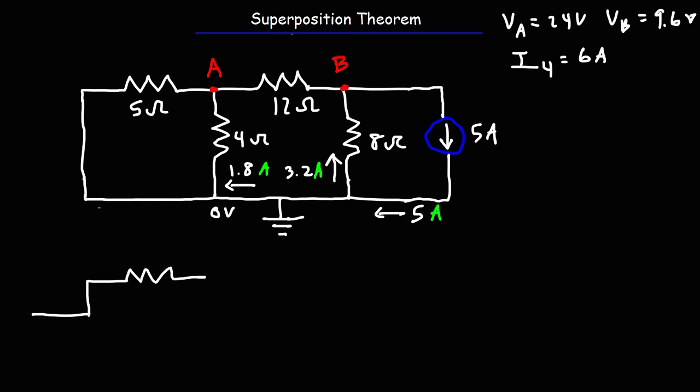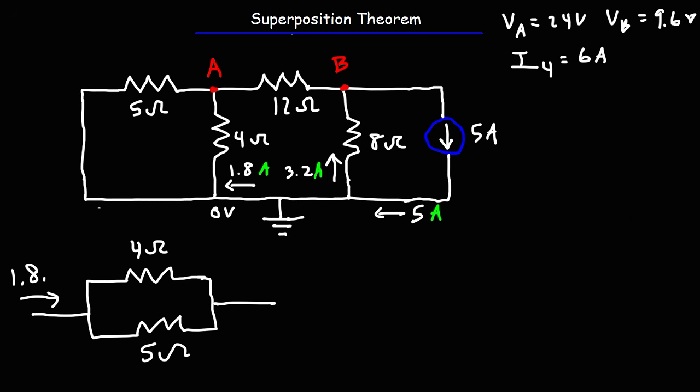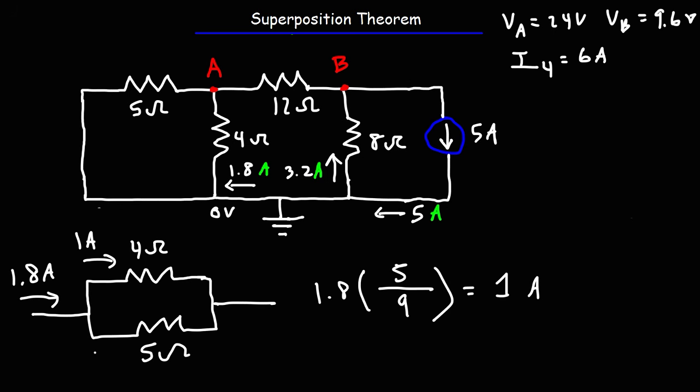So when it splits off, there's two resistors that we need to consider. That is the 4 ohm resistor and the 5 ohm resistor. And we have 1.8 amps of current entering that network. So if we take 1.8, multiply it by 5, divided by the sum of the two resistors, 4 plus 5 is 9, we're going to get 1 amp. So 1 amp of current is going to flow through the 4 ohm resistor, and then the difference between 1.8 and 1 is 0.8. That's going to flow through the 5 ohm resistor.